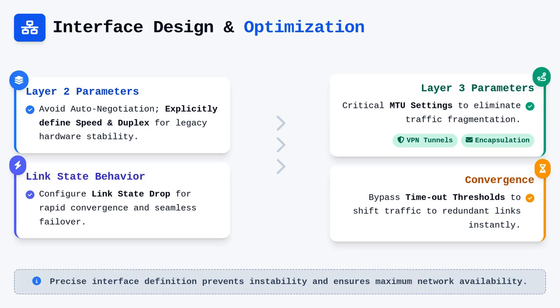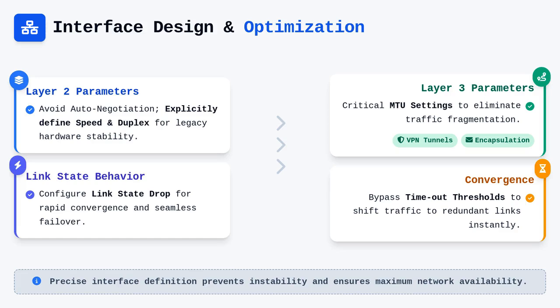Effective design requires a deep understanding of Layer 2 and Layer 3 parameters that define the behavior of an interface. When configuring your physical ports, it is vital to explicitly define speeds and duplex settings rather than relying on auto-negotiation, especially when connecting to older legacy switching hardware that might struggle with consistent state detection. You must also pay close attention to maximum transmission unit settings to prevent fragmenting traffic, particularly when dealing with encapsulated packets like those used in VPN tunnels.